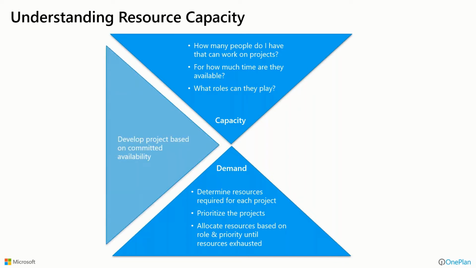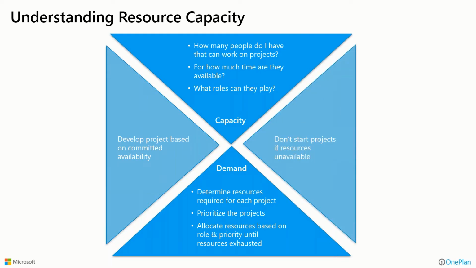And as we mature, we want to develop projects based on committed availability, such that we want to be able to commit and then feel that we could actually fulfill on that commitment when we allocate these resources to these projects. And if we really are serious about this, we wouldn't start projects if resources aren't available, and not say we can do it and then find out later that, oh my God, we don't have the resources to make it happen.